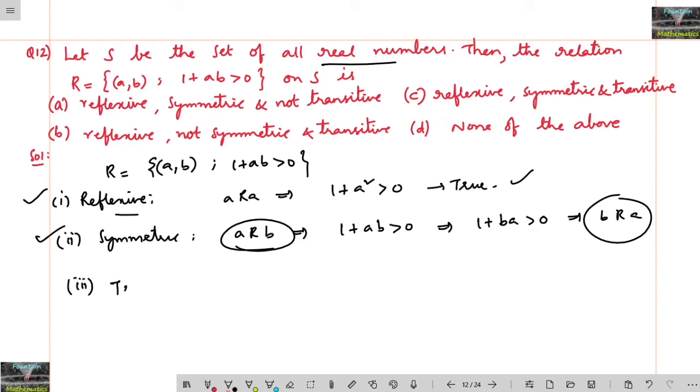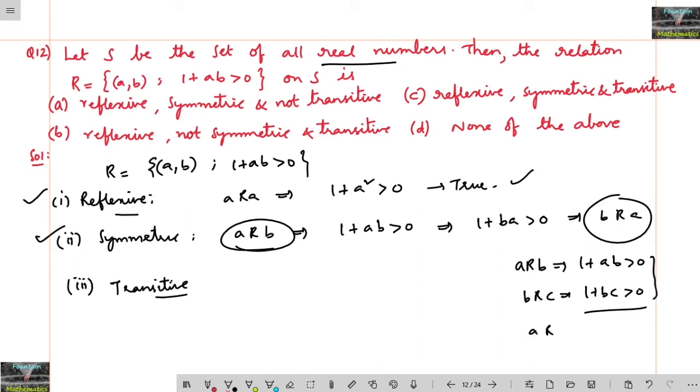And coming to the transitive, many students will have confusion in this. They will go with the same explanation. If A is related to B implies 1 plus AB is greater than 0, and B is related to C, so that 1 plus BC is greater than 0. And by solving this, we can say A is related to C since 1 plus AC is also greater than 0. This is a wrong assumption.